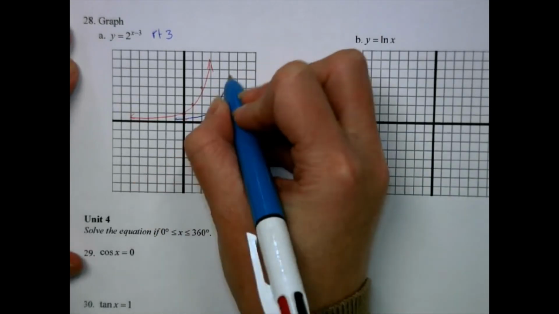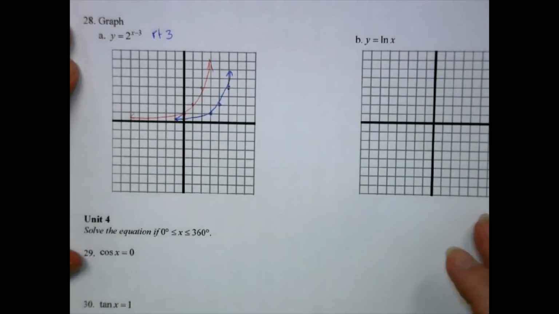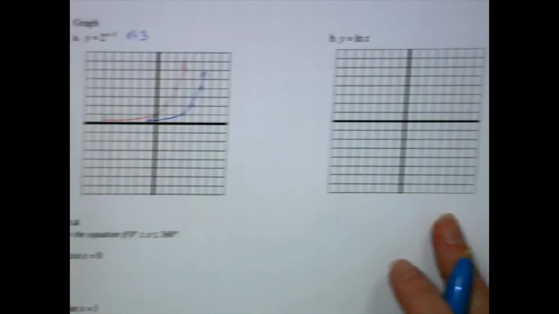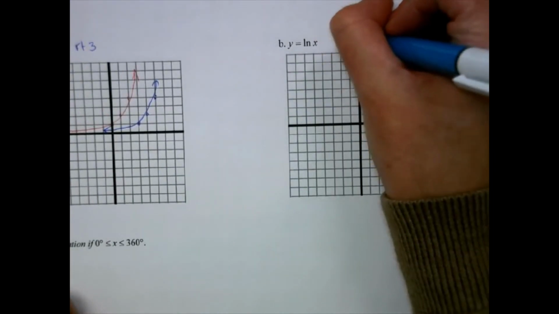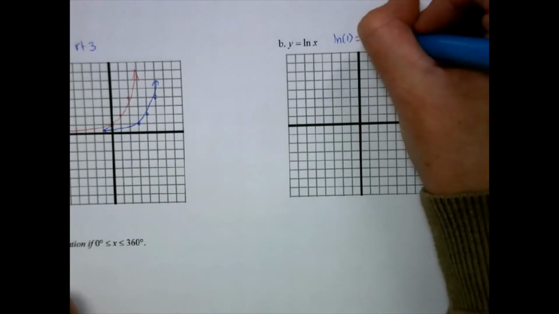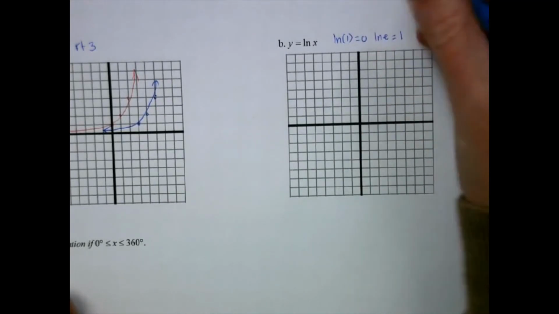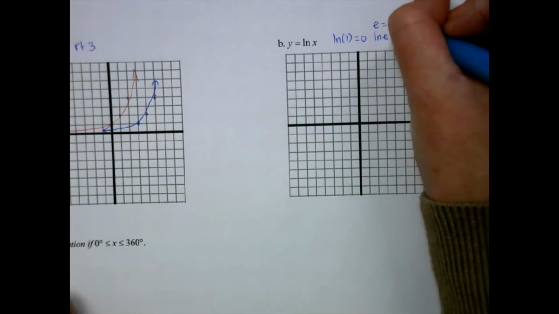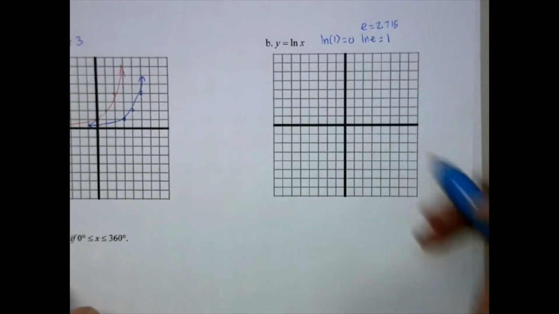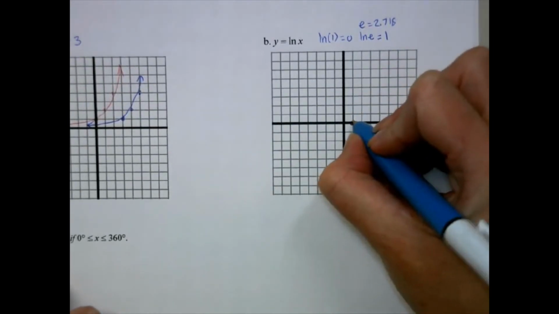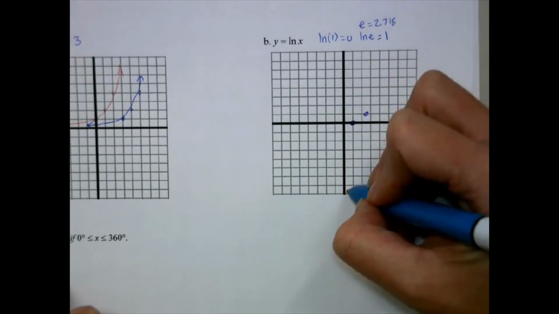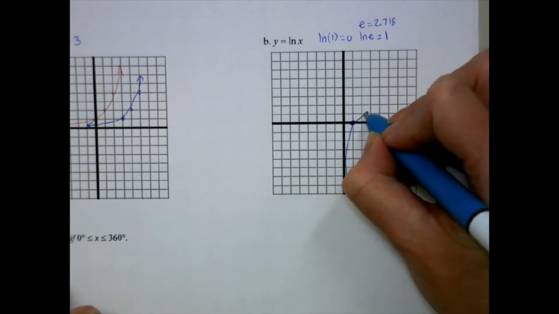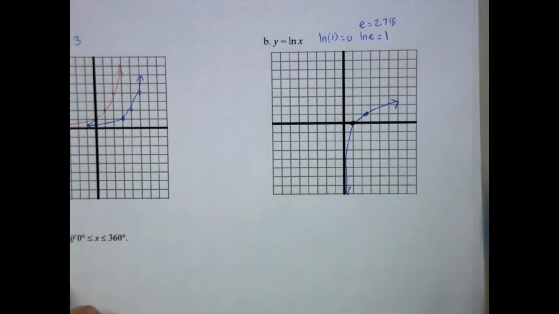Natural log. Natural log of 1 is 0. Natural log of e is 1, and e is about 2.718. So natural log for us is here at about 2.718, it's at 1. And really, you're just looking for multiple choice. Do you know what natural log looks like? It's going to be asymptotic at 0. We can't take the log of 0 or negative values. So that is natural log.